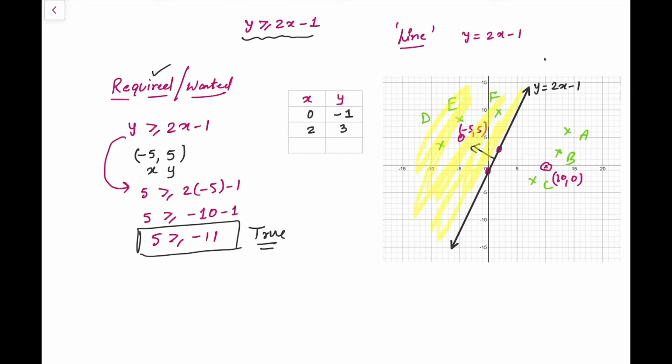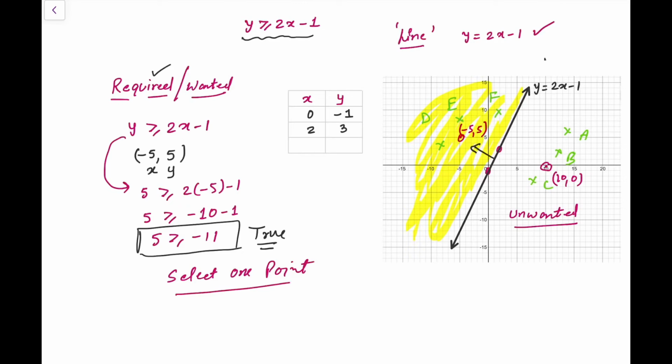Okay, so we can shade the area towards that particular point, negative 5 and 5. And on the opposite side, 10, 0 will not satisfy. So that will be towards the unwanted area. Okay, and we can verify it. If you plug 10 and 0 into your inequality, you will see this is false. That's why it helps us decide that this is the unwanted area.